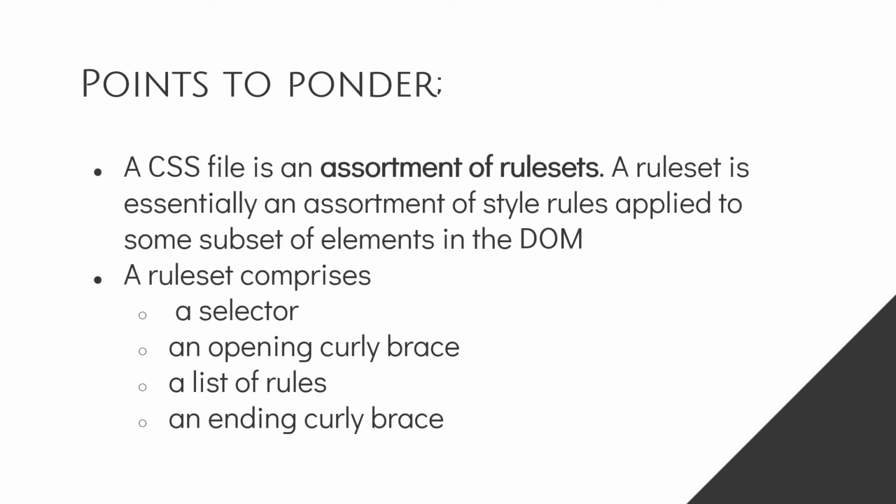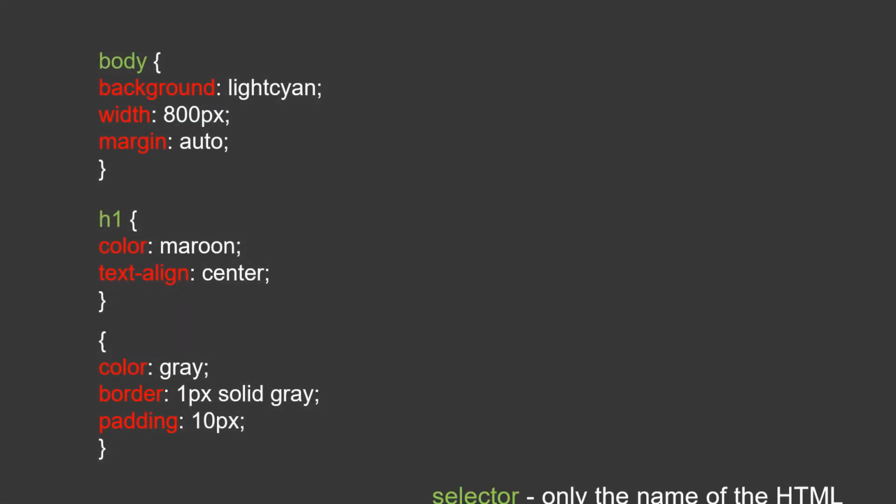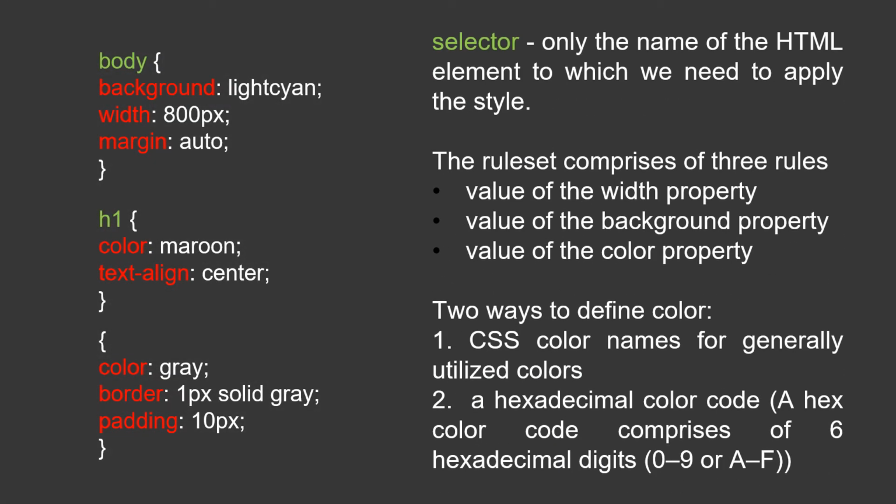A CSS file is an assortment of rule sets. A rule set is essentially an assortment of style rules applied to some subset of elements in the DOM. A rule set comprises of a selector, an opening curly brace, a list of rules, an ending curly brace. Selector is only the name of the HTML element to which we need to apply the style. The rule set comprises of 3 rules: value of the width property, value of the background property, value of the color property.